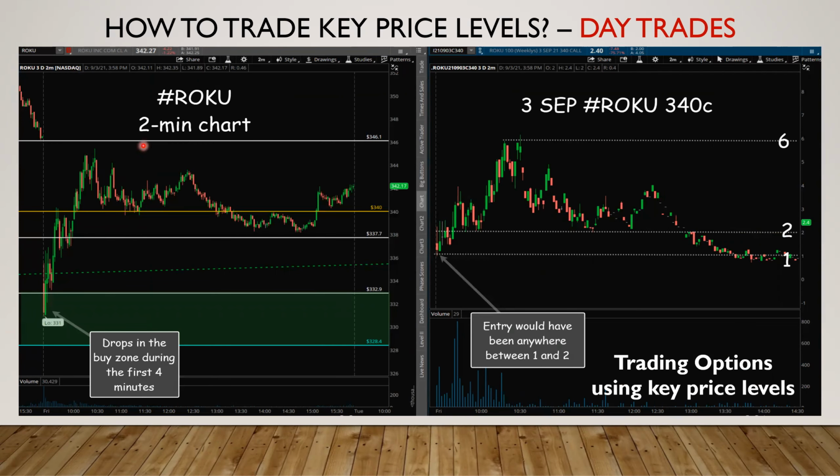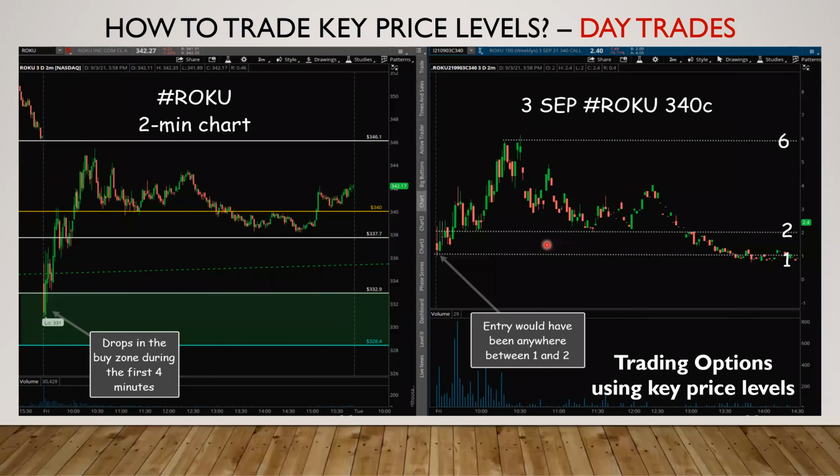Now, this is what happened to the price of Roku, right? As it dropped, it went back up. But had you gotten into the 340 calls, it would have given you an execution anywhere between $2 and $1, where the initial drop was. And then it went up like 200% or 300%, depending on what price you would have gotten, all the way to six, in the next hour. And then the stock price stayed up above 340, 338, but the option price, look at that. It went all the way from six down to one or even below that, by the time it closed.